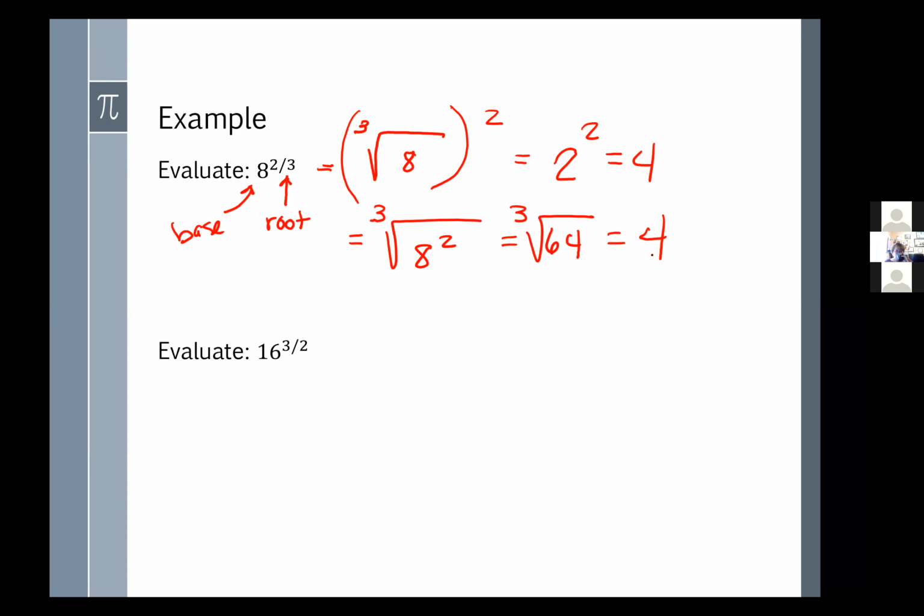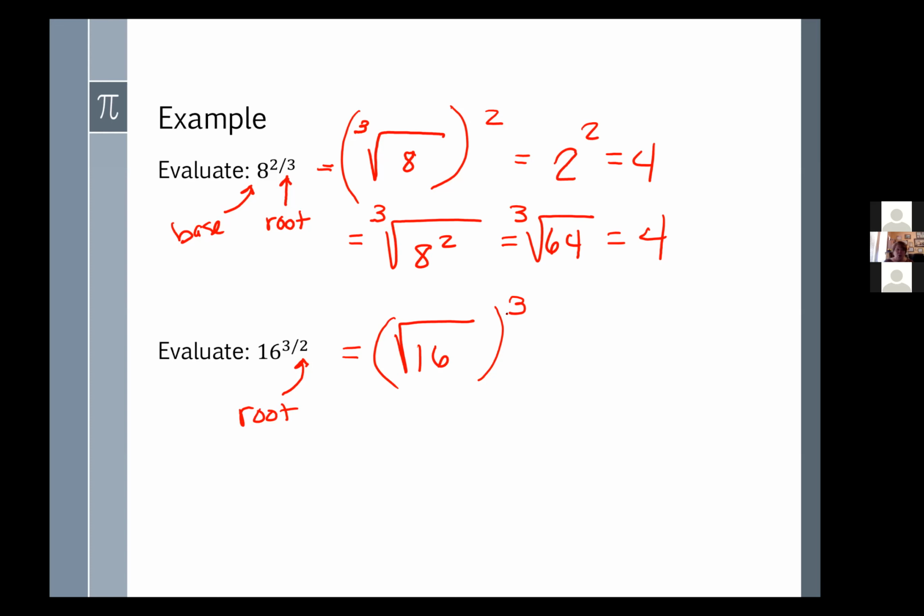All right. How about 16 to the 3/2? That means this is the root. So we're going to be taking the square root of 16 and we're going to be raising that to the 3rd power. Yeah, I just did this. Or it's the square root of 16 cubed.